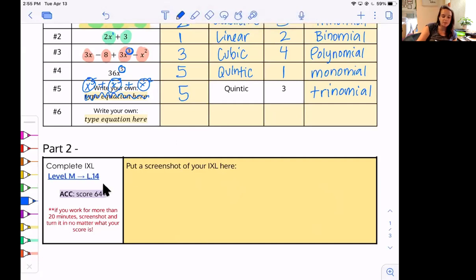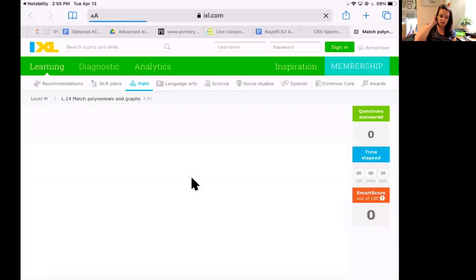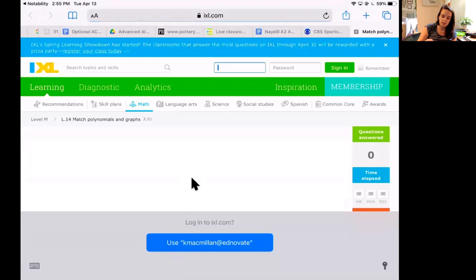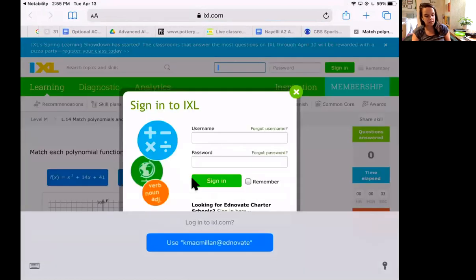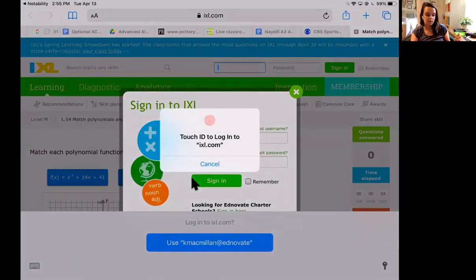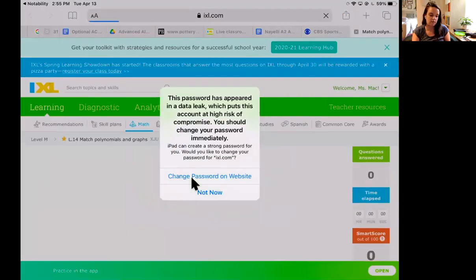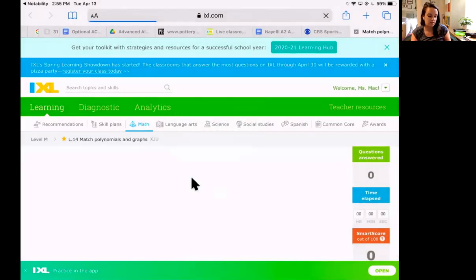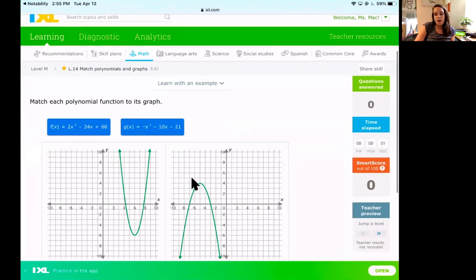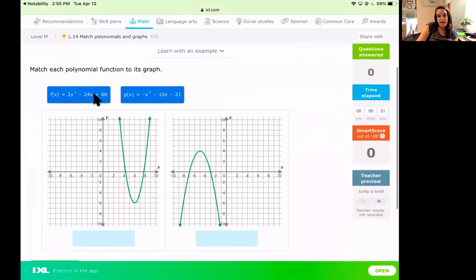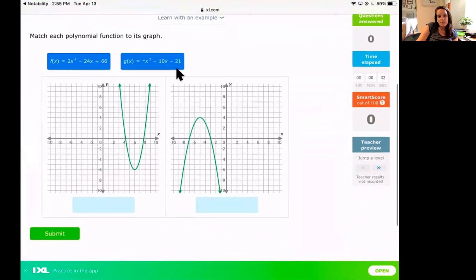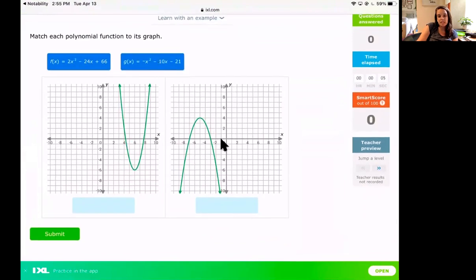All right. So for this part here, y'all, I'm gonna open up the IXL. So for the IXL today, we're just matching them based on their touch ID. Make sure to log in. Let's not worry about that right now. All right. So for this one here, they're gonna give you an equation and they're gonna ask you to match it based on what it looks like, right?